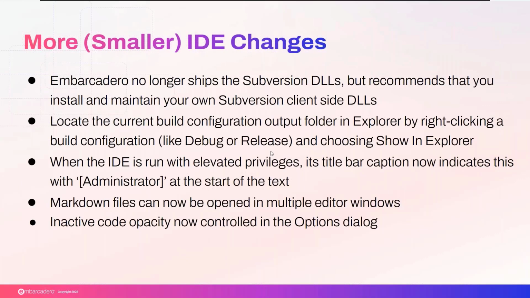More smaller IDE changes. We don't ship Subversion DLLs anymore. So we're now following the same pattern as Mercurial and Git. This is pretty much to standardize which DLLs we provide for source versioning control. Also, administrators wanted to provide their own DLLs, and it's also a way to be sure that we're not shipping old DLLs. So now you can keep those updated in a faster way.